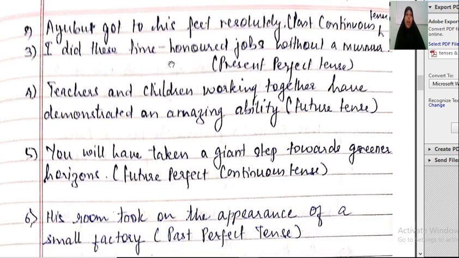The next one: I did this time-honored job without a murmur. Now this sentence you have to change into present perfect tense. Present perfect tense means what? The action which is completed. So did will change into done. I have done. Perfect means has or have. So what will be your sentence? I have done this time-honored job without a murmur.